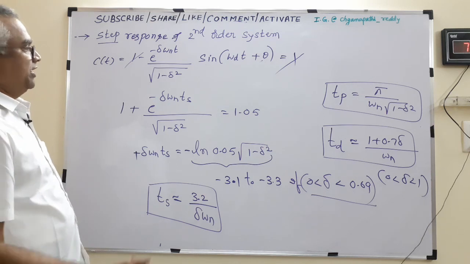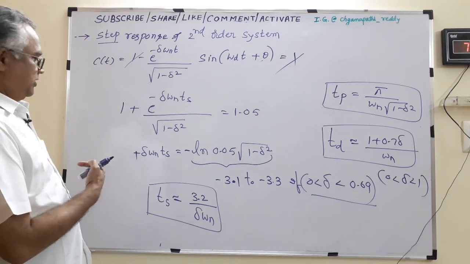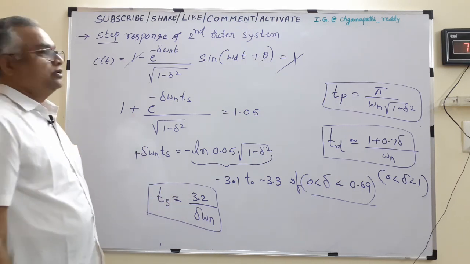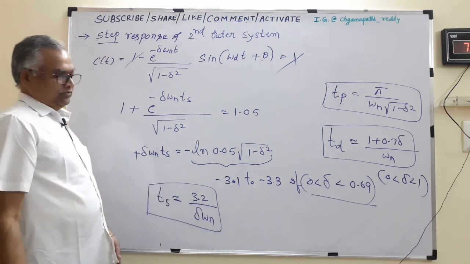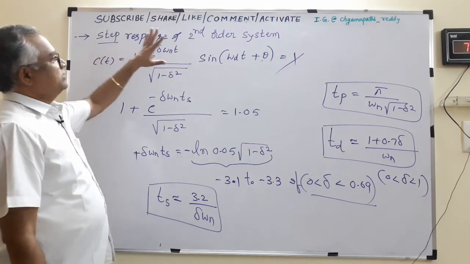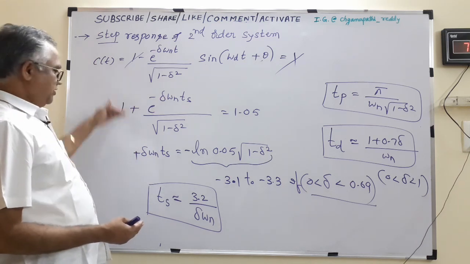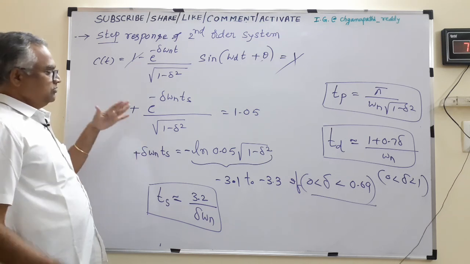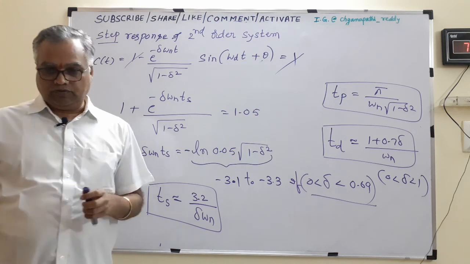So we derived peak time, rise time, then delay time, settling time, maximum overshoot. So I think I'll stop now. I'll continue next class. We have done the step response of the second order system, the derivation we plotted and derived all the formulas. This derivation is important. You have to remember the formulas, then only we can solve the problems. Thank you.